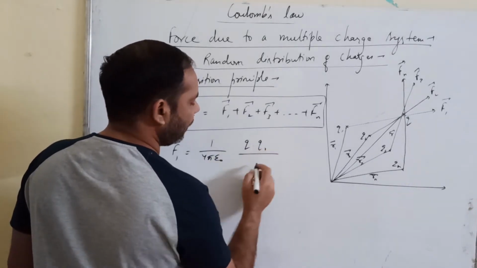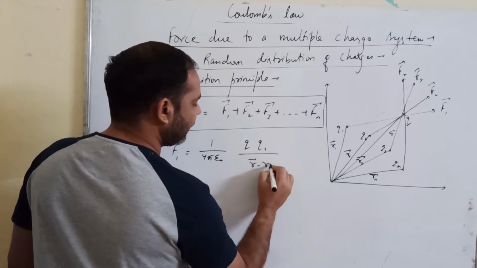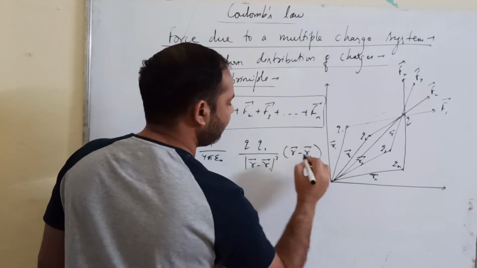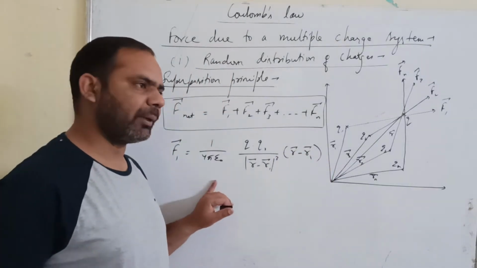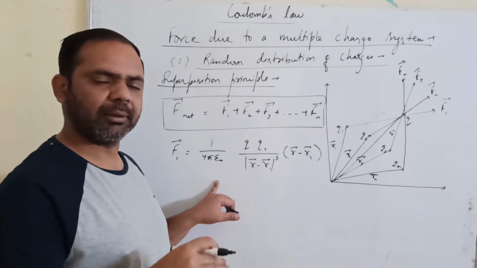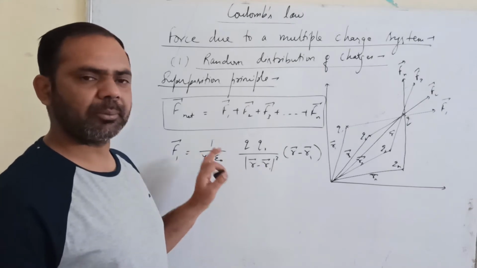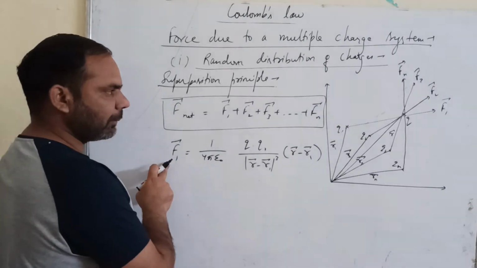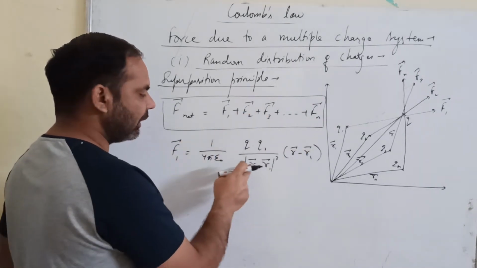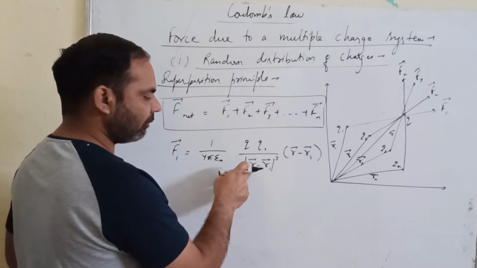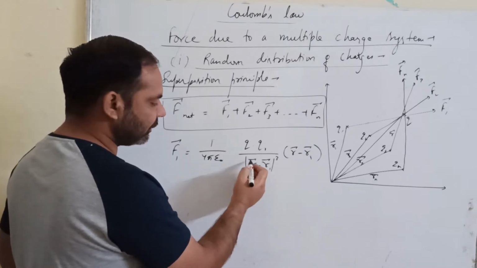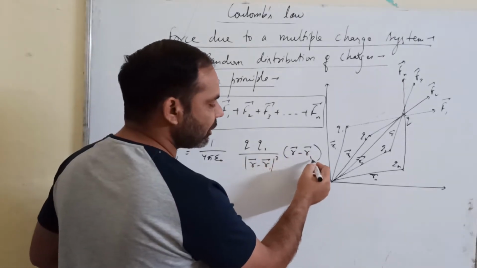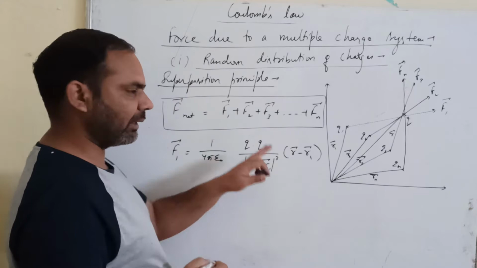q1 upon modulus of r vector minus r1 vector, cubed, into r vector minus r1 vector. We already obtained this formula under the topic Coulomb's law in terms of position vectors. So F1, the force due to the first charge, and here the order is force experiencing charge, its position vector, minus force exerting charge. The position vectors will be in this order.